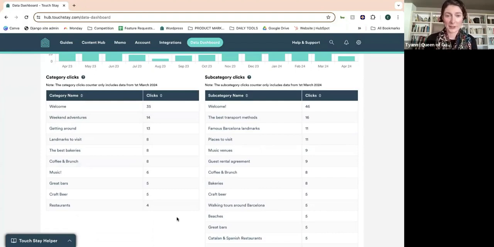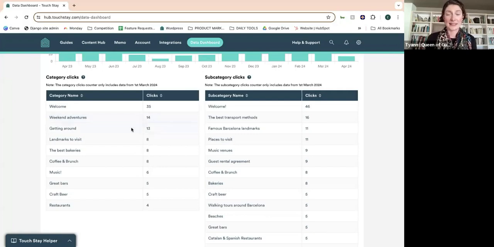So the welcome category is the number one spot. That makes total sense because it's the top category. And normally that's what most people would be clicking on first thing. But then interestingly, the next one is weekend adventures. I guess people have been looking at the content that I put together about places to visit at the weekend. I didn't think that would be that interesting. I didn't think it was a very good category, but now I'm thinking, cool, maybe I should put some more data in there or some more recommendations to people because they're clearly wanting that type of information.